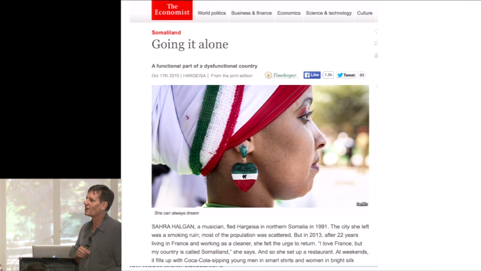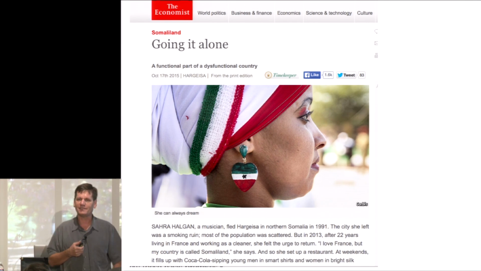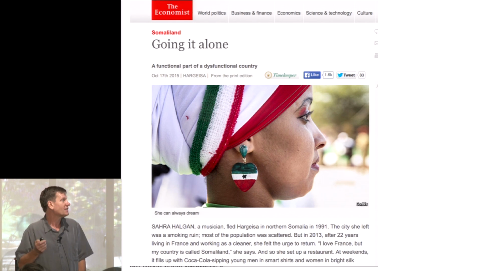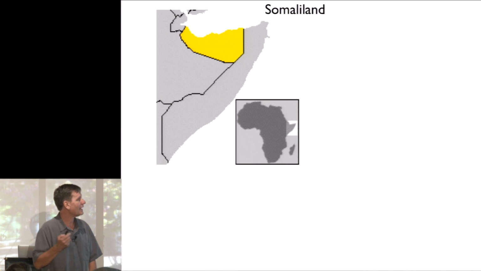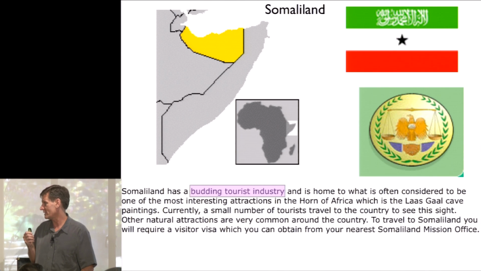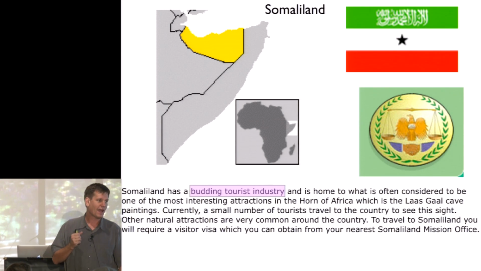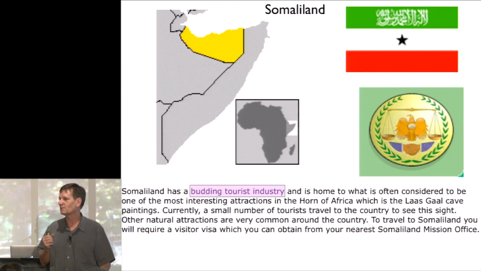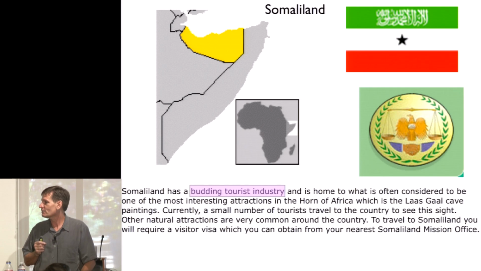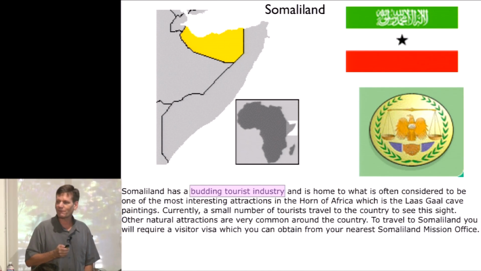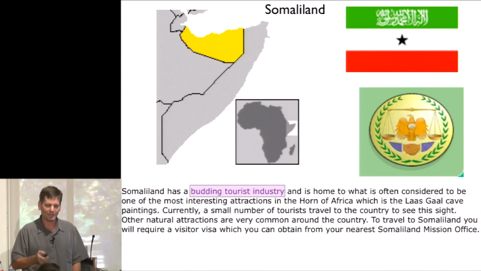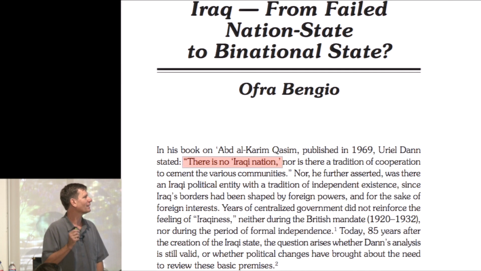Somalis from this area are going back. The article talks about a dentist who's gone back and now has the first modern dentistry clinic in this region. Because again, it's doing pretty well economically. That's just a map of it. It's got, of course, a flag, a seal, and a budding tourist industry. So if you really want to impress your friends, you can take your next vacation in Somalia. Well, in Somaliland, not in the rest of it. It's relatively secure. They have an occasional Islamist sneak in and blow something up, but not very often. It's actually a pretty safe place.